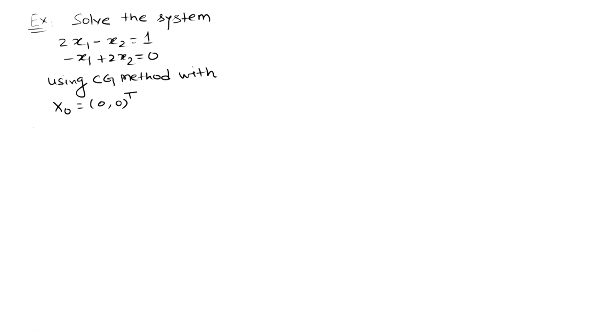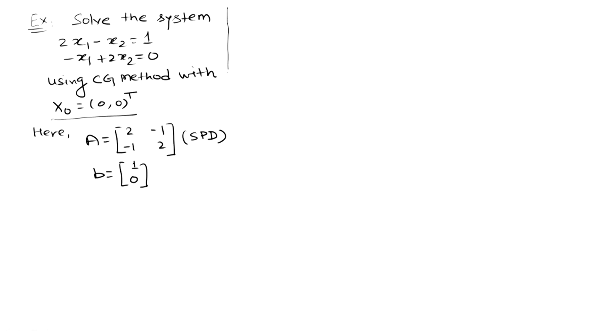Here, the coefficient matrix A is a 2 by 2 matrix, 2, minus 1, minus 1, 2, which is symmetric as well as positive definite. So, it is an SPD matrix. Now, the right hand side vector b is (1, 0) and x0 is given as (0, 0). So, let us apply the conjugate gradient method for solving this system.